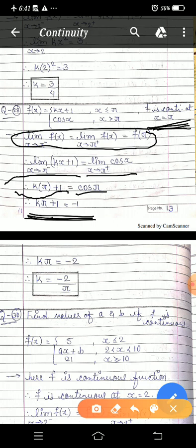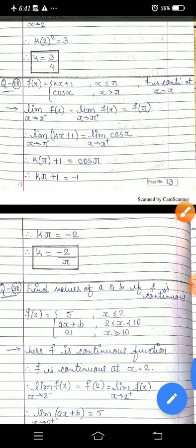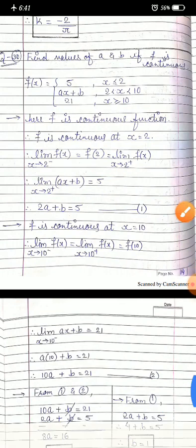So by taking that minus 1 on that side, plus 1 on that side, it will be minus 1. So the value of k pi will be equal to minus 1 minus 1, that is equal to minus 2. So if k pi equals minus 2, and we need to find k, then the value of k will be equal to minus 2 by pi. So that's it. Now question number 30.